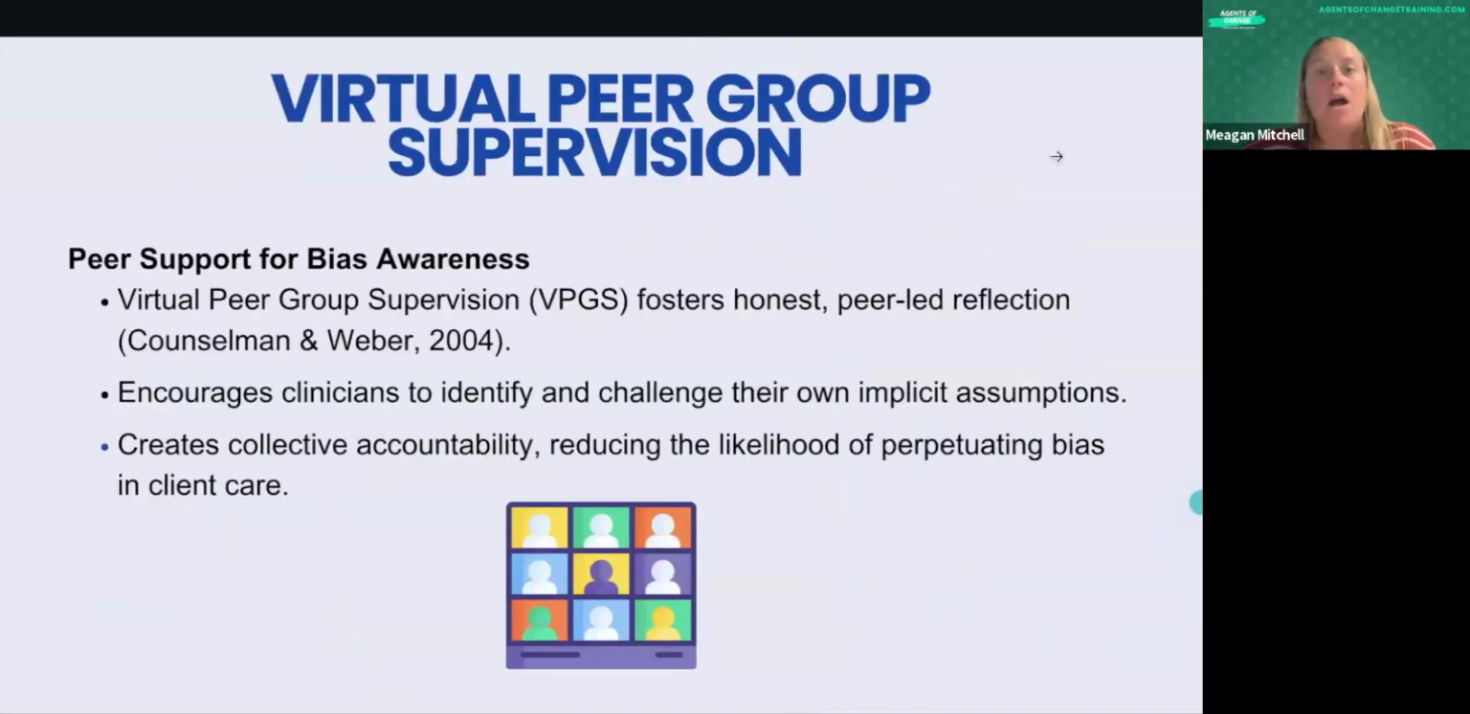Okay. What is this virtual peer group supervision? What's a little bit more about it? It was online once a week, and we met virtually via Zoom. It was meant to foster honest peer-led reflection. It was peer-to-peer. What were we doing specifically in this? We were identifying and challenging biases, creating accountability. So we created resources together. We had a shared drive. We were sending resources, and what we were trying to do is reduce the likelihood of perpetuating bias. We were all committed to the same thing here.